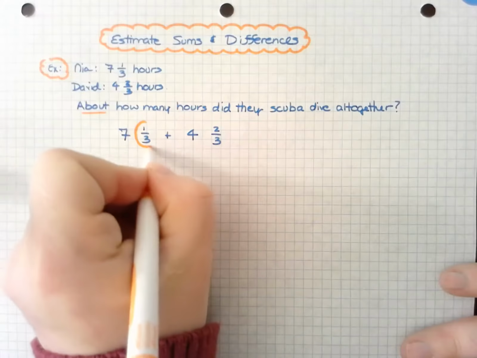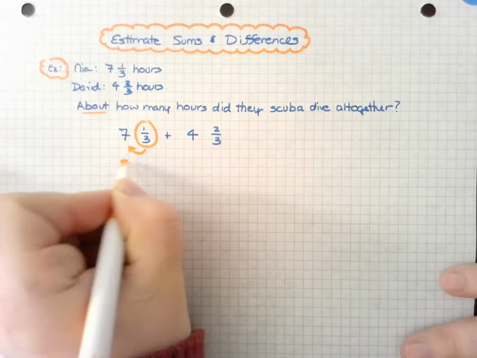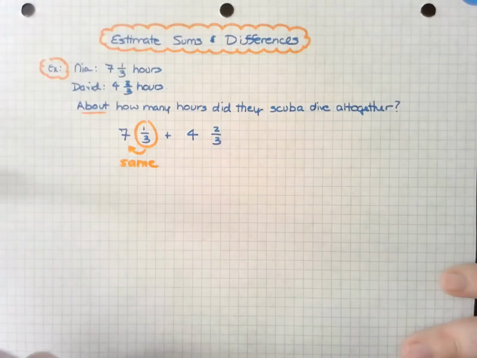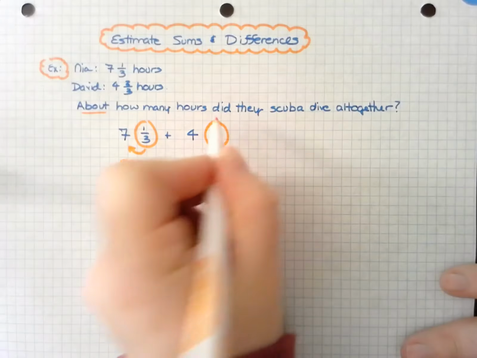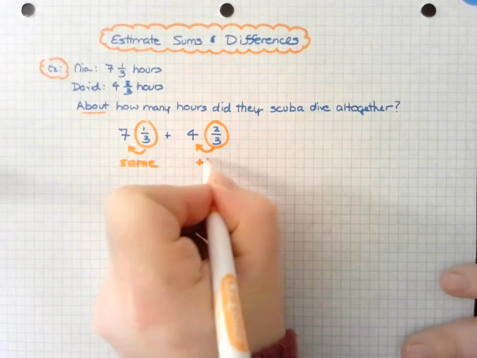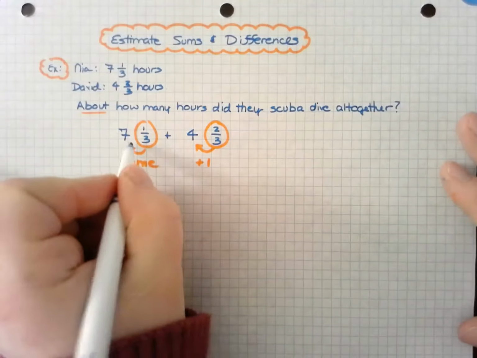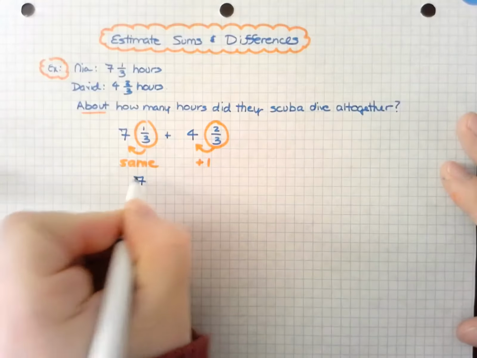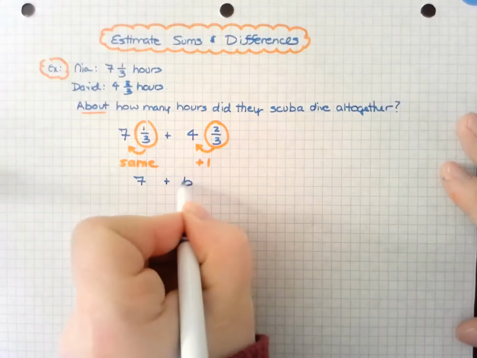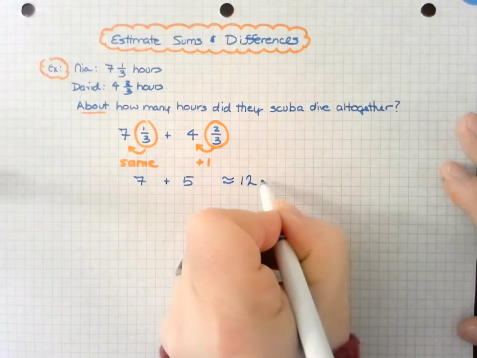So 1/3, 1 is less than half of 3, and so it's going to keep the 7 the same. But 2 is more than half of 3, and so it's going to round up and add 1. And so therefore, I have 7 plus 5, and so my estimated answer is 12 hours.